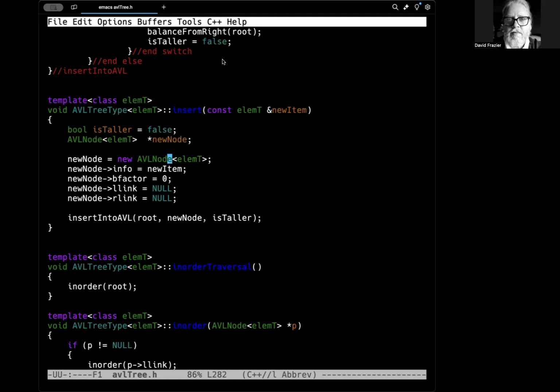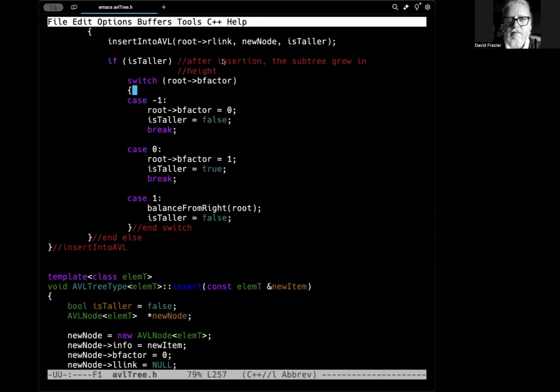Then here's where we're creating our new node, like we would do, nothing new there. The new node will always have a balance factor of 0. And then we're going to use this insert into AVL function to send this bit of information. We're doing this because our normal insert function should just take the item we want to send. That's for the user. But for us, we need to have a location, the new node we've already created, and this Boolean is taller.